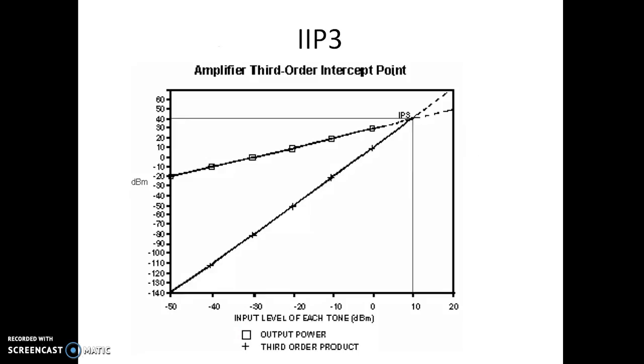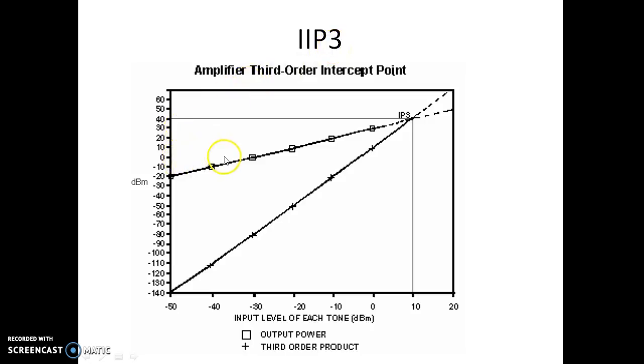Similarly, IIP3, as the name itself indicates. In the expansion of IIP3, the first I stands for input, the second I stands for intercept, P stands for point, and 3 stands for the third harmonic. It is the input intercept point of the third harmonic. I'll repeat, input intercept point of the third harmonic signal.